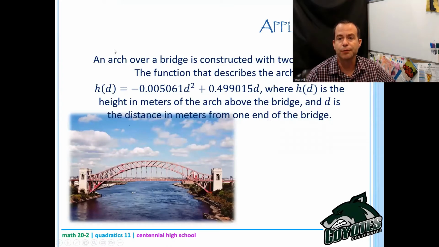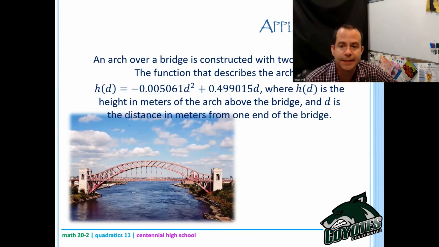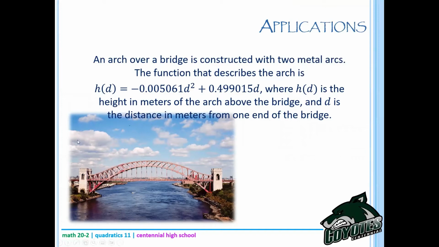An arch over a bridge is constructed with two metal arcs. The function that describes the arch is h of d equals negative 0.005061 d squared plus 0.499015d, where h of d is the height in meters of the arch above the bridge, and d is the distance in meters from one end of the bridge. I'm just going to hide myself for those of you who need to see the full question there.